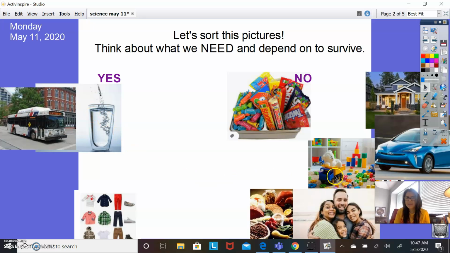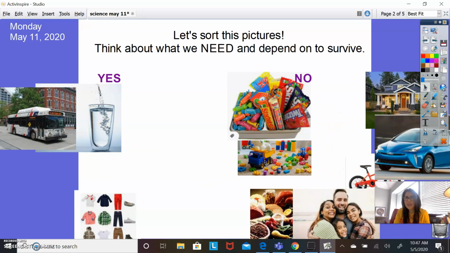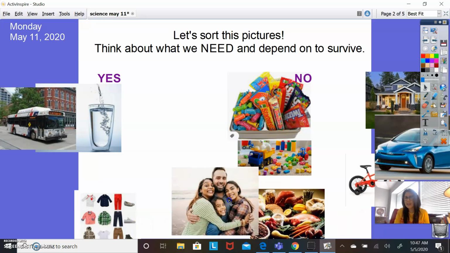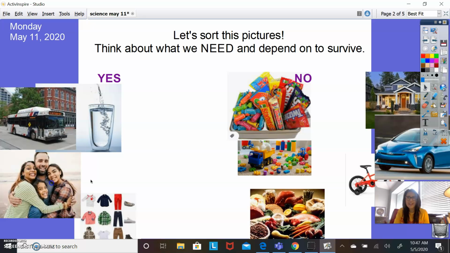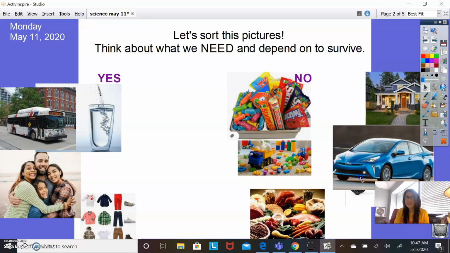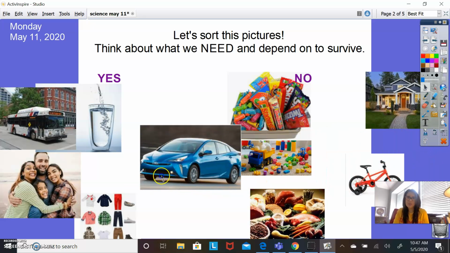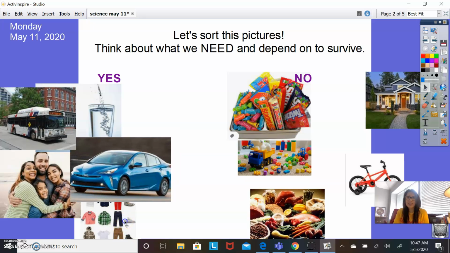What about toys? They're great, but we don't need them. What about a family? Do we need a family? We do, don't we? We need family to keep us safe and to love on us, don't we? Very good. And a car. We need some form of transportation, right? So we're going to say yes to that.